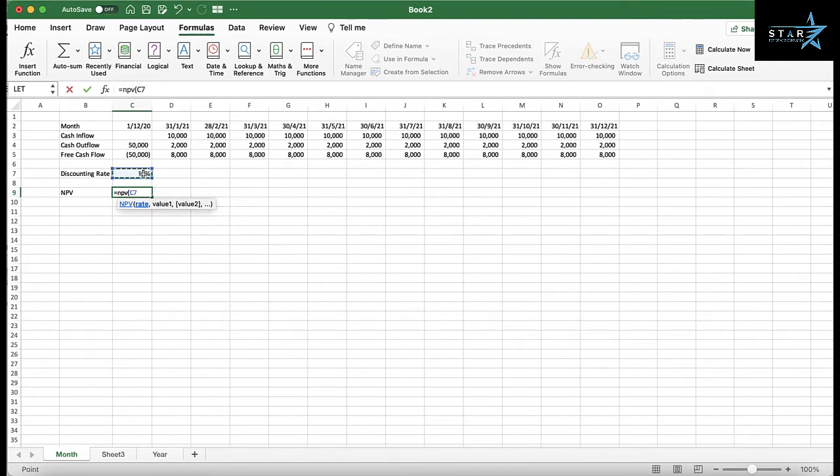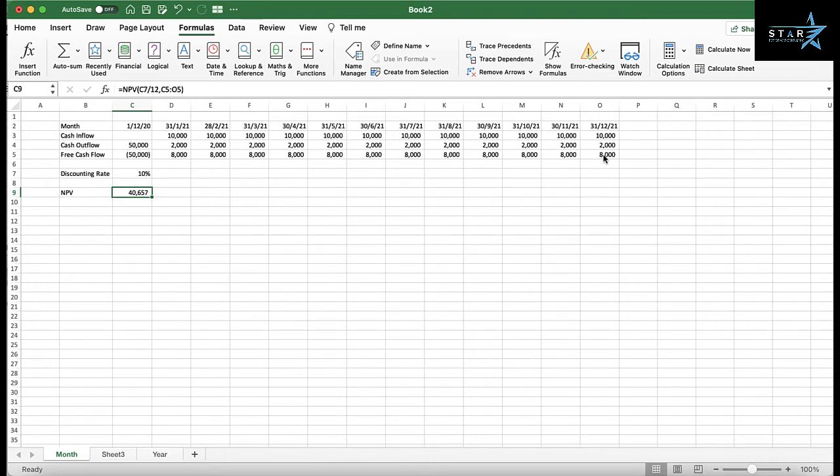Now remember, this cash flow is monthly cash flow. Generally, the discounting rates are annual rates, and hence what we are going to do is divide this rate by 12. And this is precisely the reason why I have created a monthly example and a yearly example, to show you this difference. And then we have to select the values, which is nothing but free cash flow. Remember, free cash flow, which is cash inflow minus cash outflow, is the values which we need to select for NPV. Then close the bracket, and there we go. This is where we are going to get the value for our NPV.